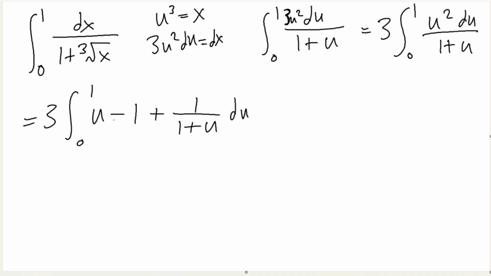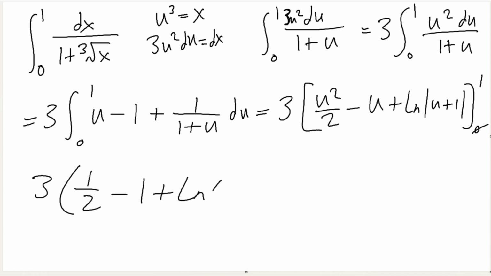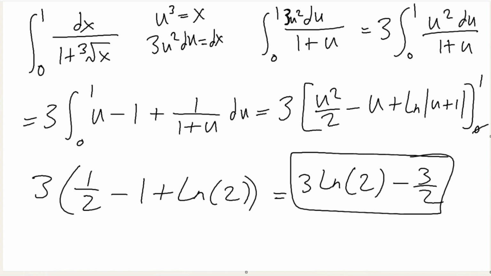And now this is very easy to solve. This is just 3 times u squared over 2 minus u plus ln of u plus 1, from 0 to 1. Be careful that's not 0, because, well actually, yeah, it is 0. Plug in ln of 0 plus 1, that's ln 1, which is 0. Okay, cool. So in that case, we just plug in 1. This is a half minus 1 plus ln of 2, so this is 3 ln of 2, and then this is negative half, minus 3 halves. This would be our answer.